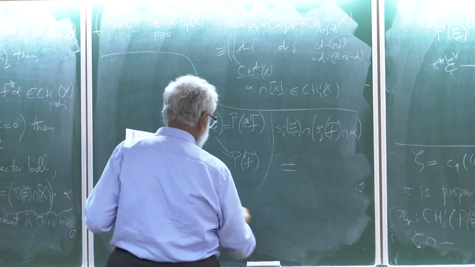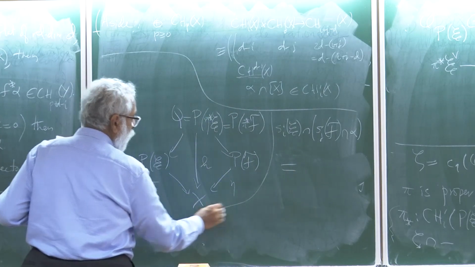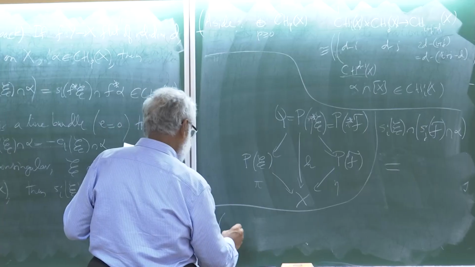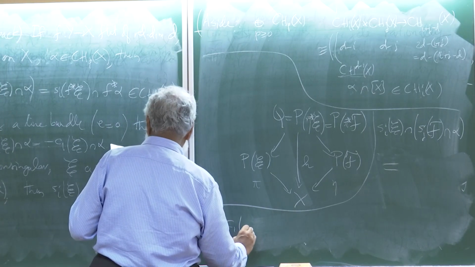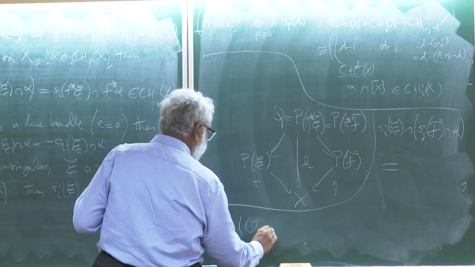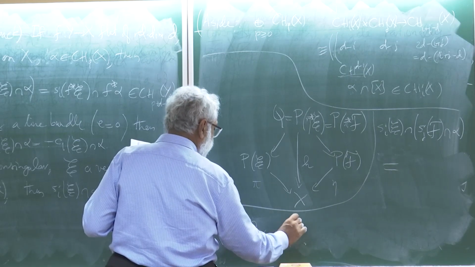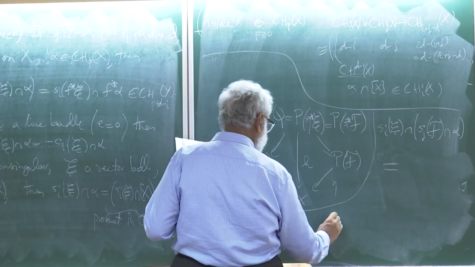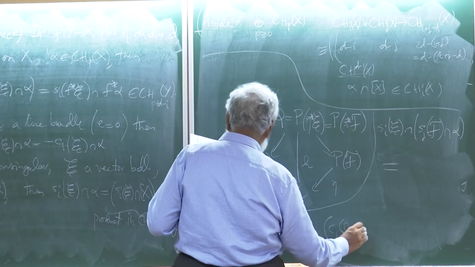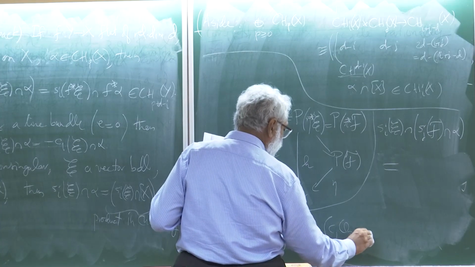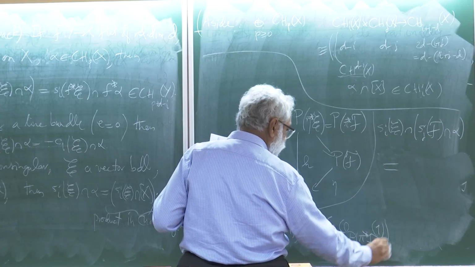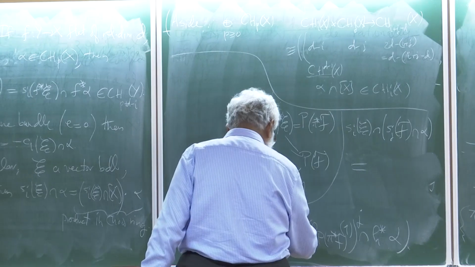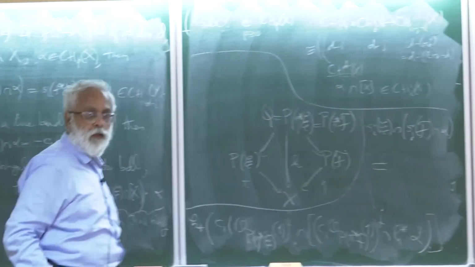is equal to H lower star of c1 of O_P(eta upper star E)(1) to the i cap c1 of O_P(pi upper star F)(1) to the j cap H upper star alpha.